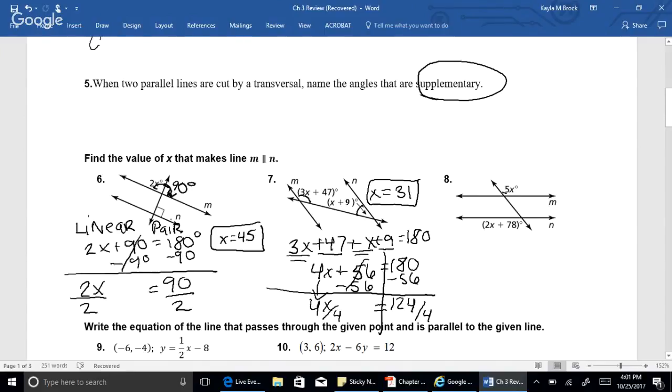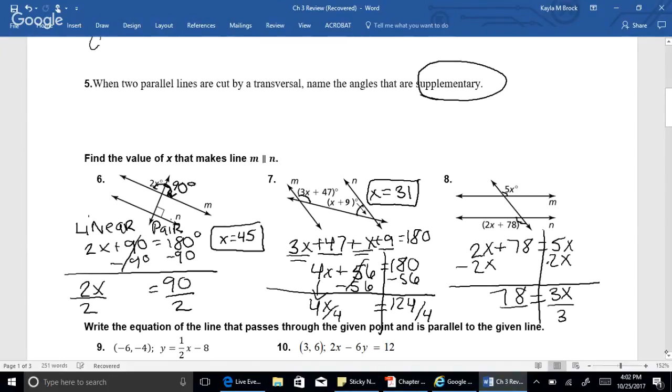Here we're going to use the rule of alternate exterior angles. Alternate exterior angles are congruent. So that means 2x plus 78 equals 5x. We can subtract 2x from this side. Subtract 2x from this side. We get 78 equals 3x. We divide both sides by 3. 26 equals x.